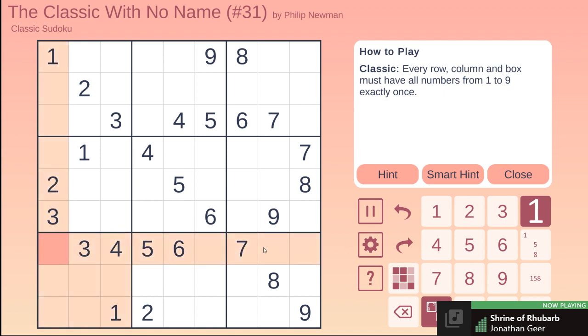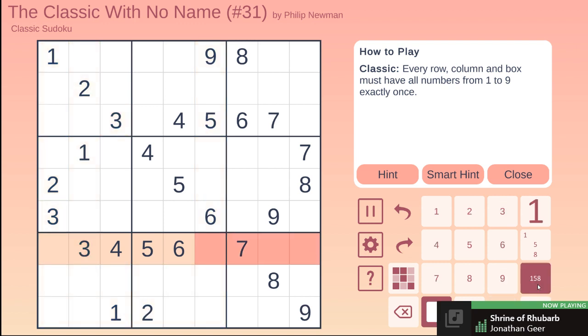Well, this box immediately is where my eyes go. Where does the 1 go? It has to go in one of these. Where does the 2 go? The 2 has to be in one of these. Where does the 8 go? The 8 obviously just has to go in here or here. And then the 9 has to go in here or here.